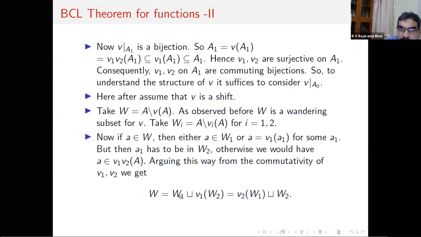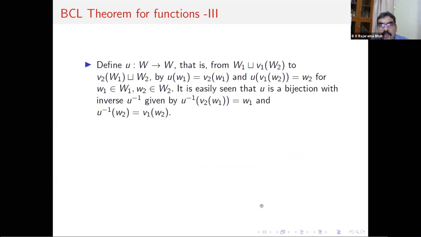So now you get a bijective map from one to another. In the operator case, you had a unitary from here to here. Now you get a bijective map from one to another. The bijective map is explicitly defined: U of W1 is V2 of W1, and U of V1 W2 is W2.